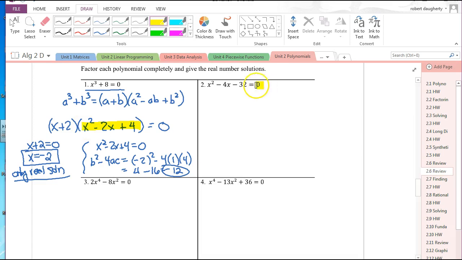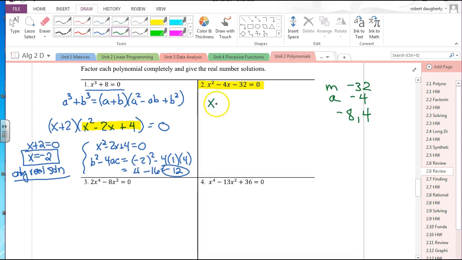So the next one over here, number 2, quadratic. I'm hoping that factors. So I need 2 numbers that multiply to negative 32 and add to give me a negative 4. Okay. So if I look at an 8 and a 4, they multiply to 32. If the 8 were negative, that gives me a negative 32. They add to negative 4.